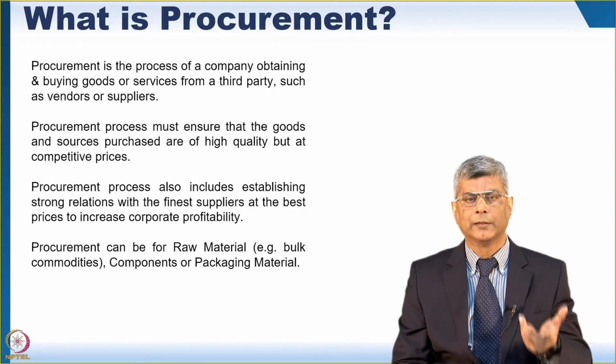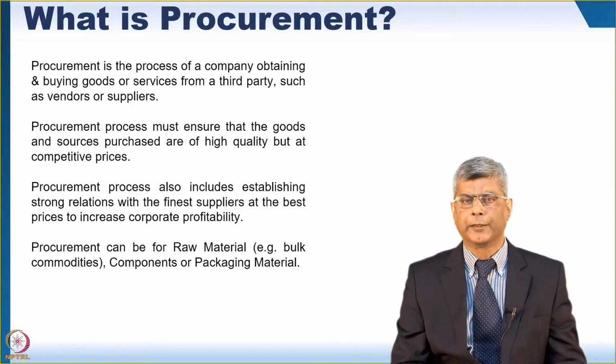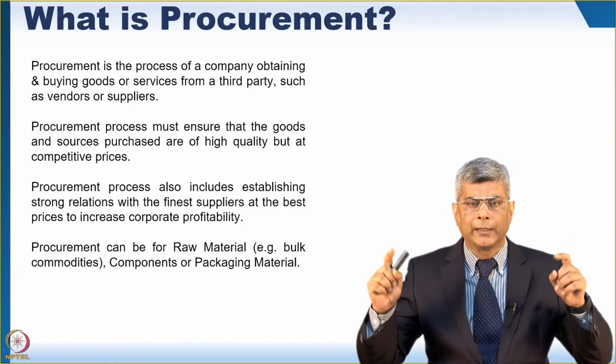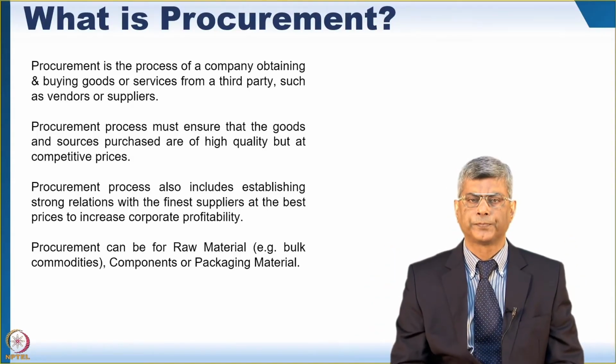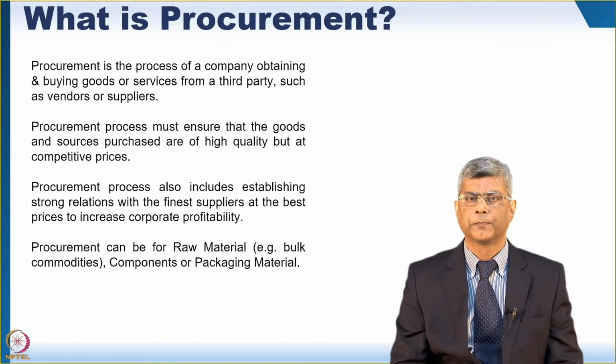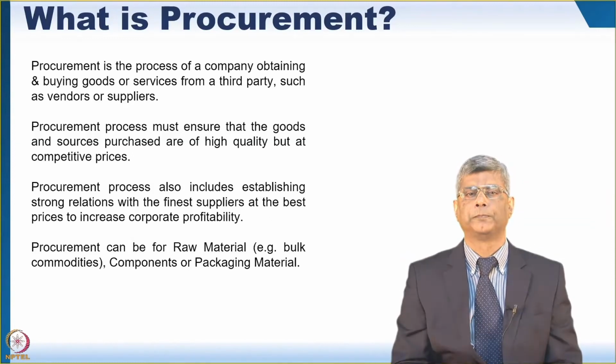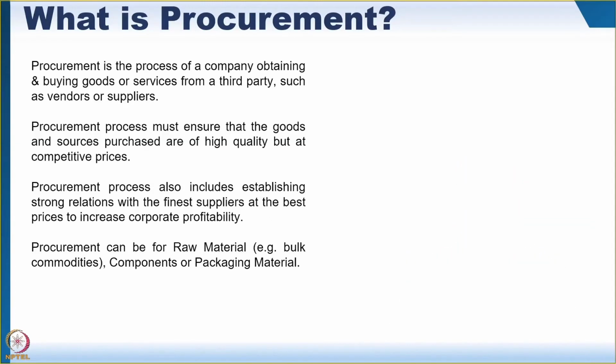And as I said, procurement can be for components, if it's a phone, car, etc. It can be for agriculture commodities, if you're making food or beverage. It could be for chemicals, if you're making a washing powder. And of course, packaging material, etc.